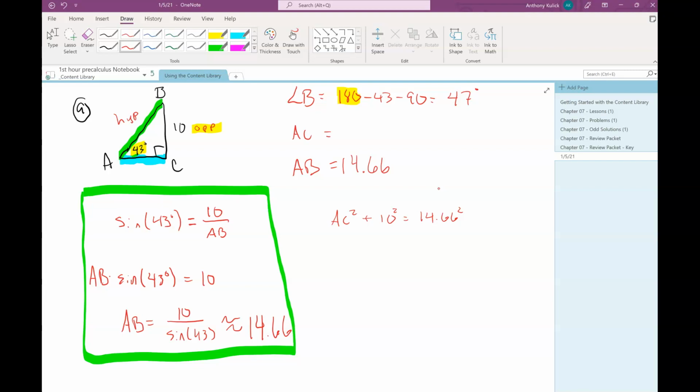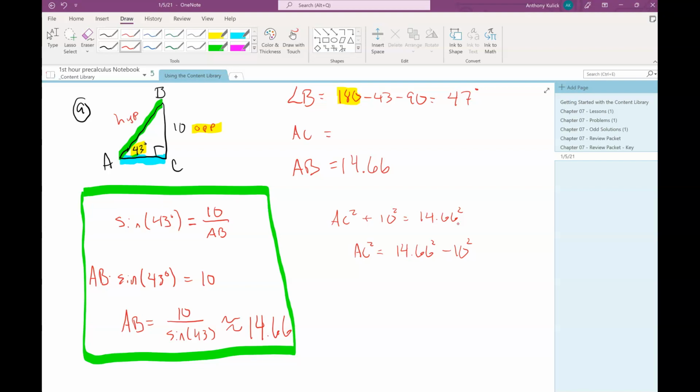Everybody happy there? So to get the AC by itself, I'm going to start by subtracting the 10 squared. Note that I can't do 14.66 squared minus 10 squared and call that 4.66 squared, right? I have to square before I do the subtraction. Now you could do that manually on your calculator and get the number. I'm just going to leave it like this and do the whole thing in one shot on my calculator. Is that okay with you guys? But if you wanted to make intermediate values, that's okay too.